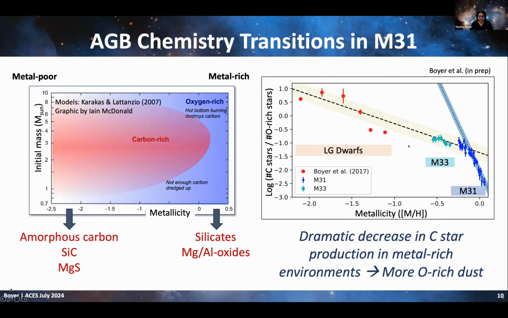And so we think what's happening is that we're actually probing this boundary in M31, where you get to a point where you really can't make carbon stars anymore. And this is why we have a regime of almost all oxygen-rich dust in M31 and in places like the solar system. So this is the first time, I think, that this boundary has been so clearly demonstrated in a system.